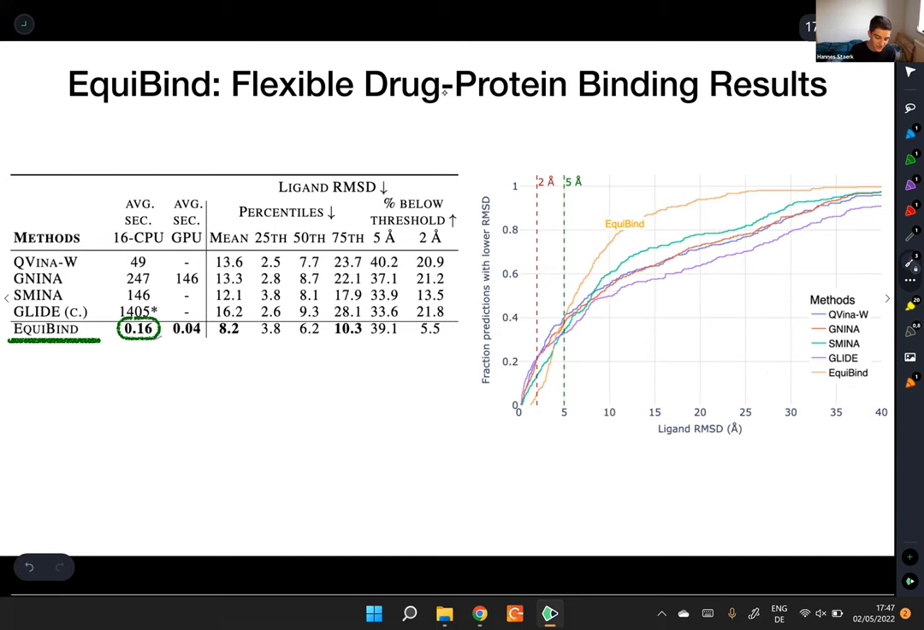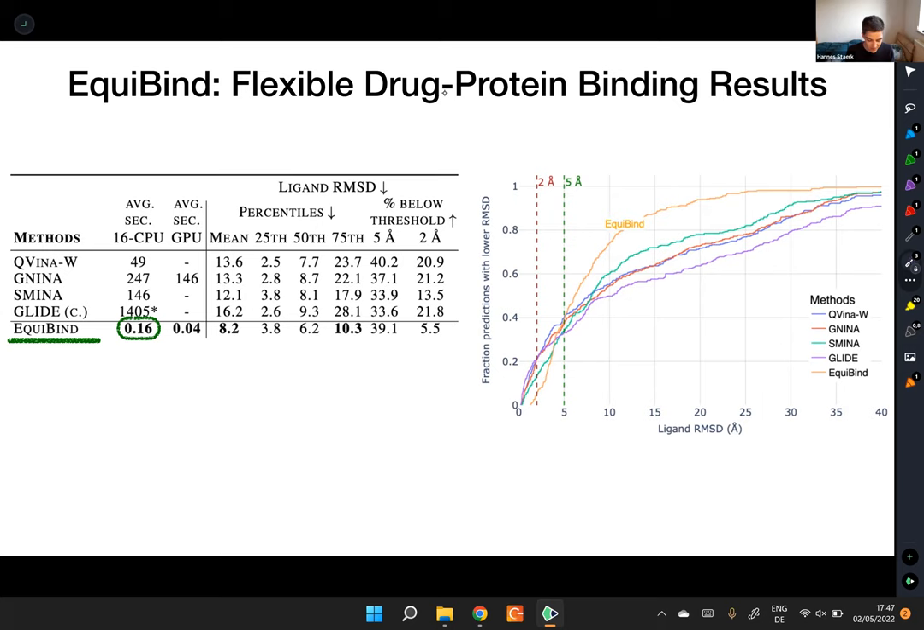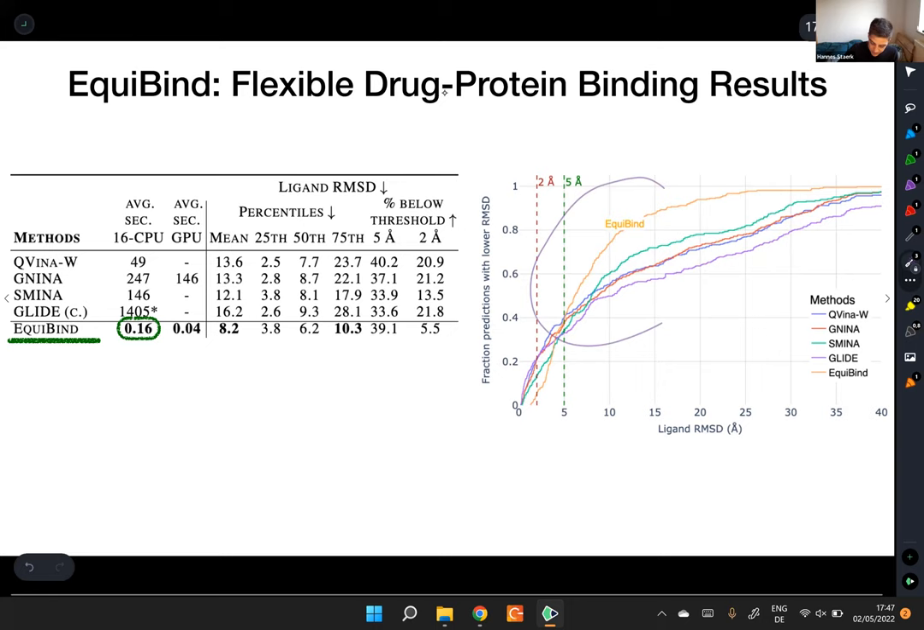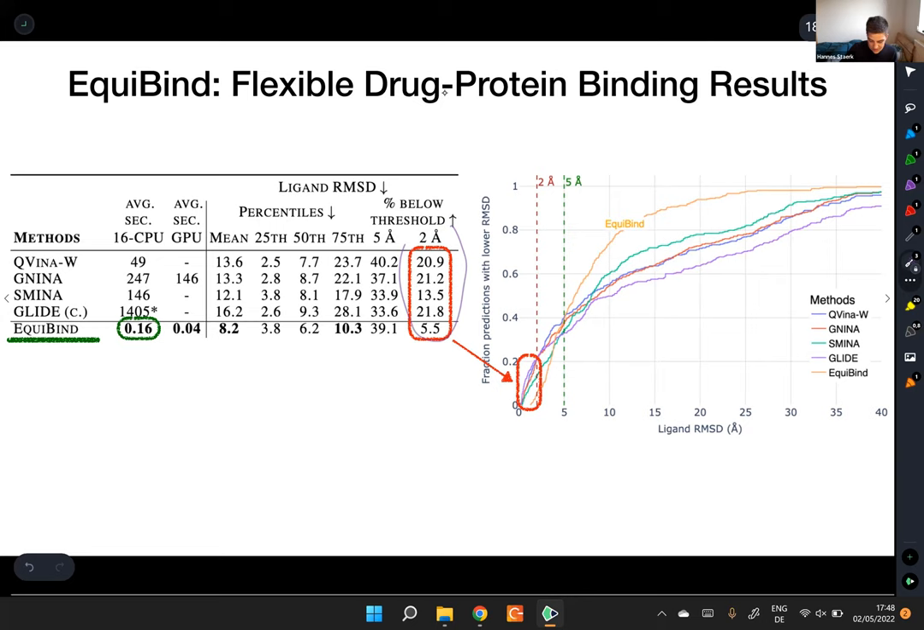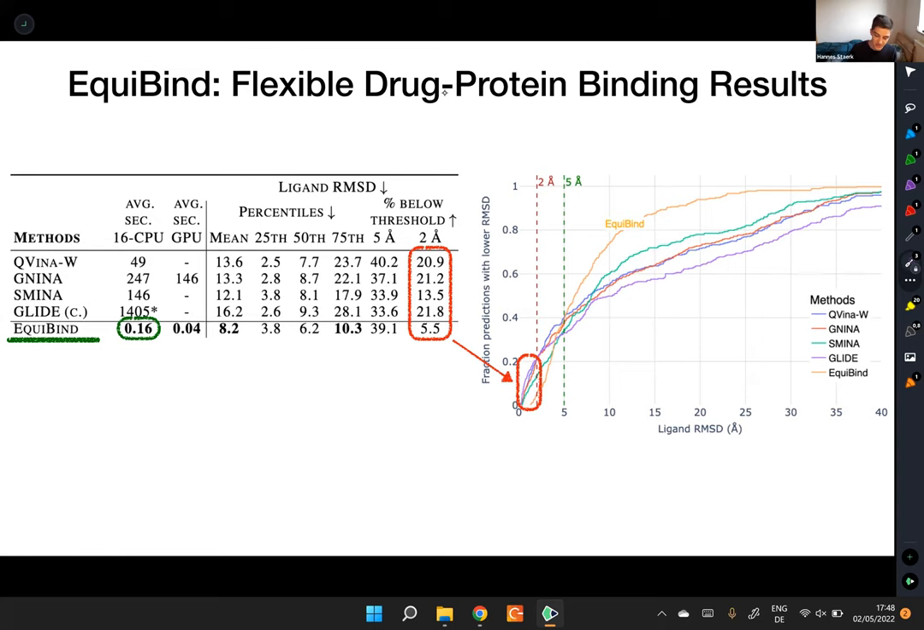Yeah, and then we can look at the time that EquiBind takes, and this is really orders of magnitude faster. Also, of course, if we use a GPU, which you usually would do, I suppose, then you're even faster. But yeah, then we can also look at these plots over here. And what we see is that in the area above 5 angstrom ligand RMSD, EquiBind is already doing a lot better than the baselines. But in the region below 2 angstrom RMSD, EquiBind is not doing as well as the baselines. So we see that EquiBind is very good at getting the approximate location right, but then the final exact coordinates of the ligand are not found that accurately.